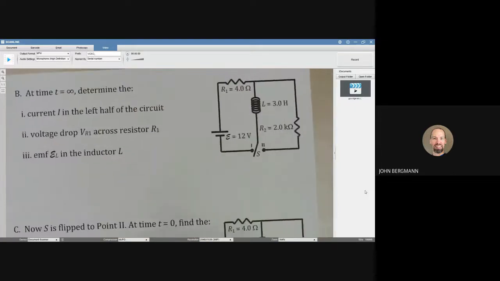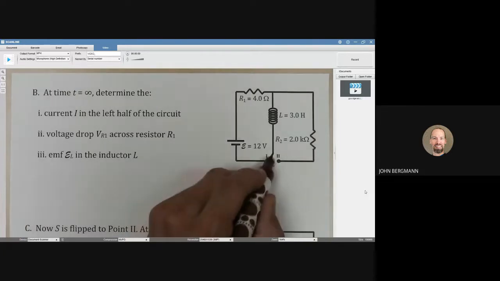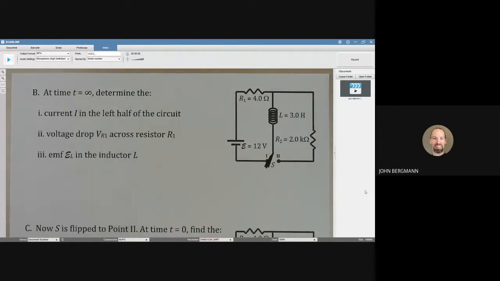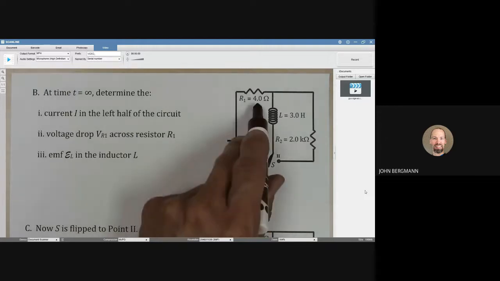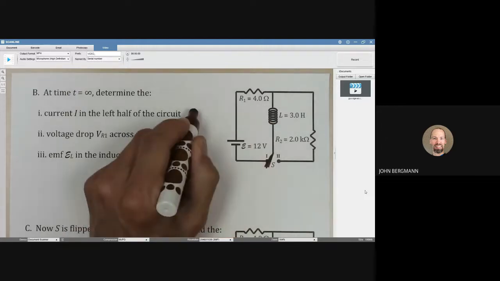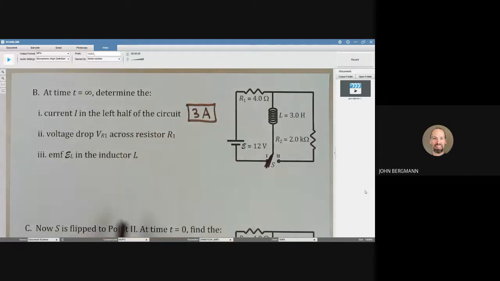After we flip the switch to point 1, again, let me draw that in. Flip that switch right there. What about at time infinity? So now things have been happening for quite a while. Now what's the current going to be like? The current won't be changing anymore. So this inductor is simply an ordinary wire. So all we have is 12 volts from the battery and 4 ohms of resistance. So I think that's going to be 3 amps going clockwise around the left side of the circuit.